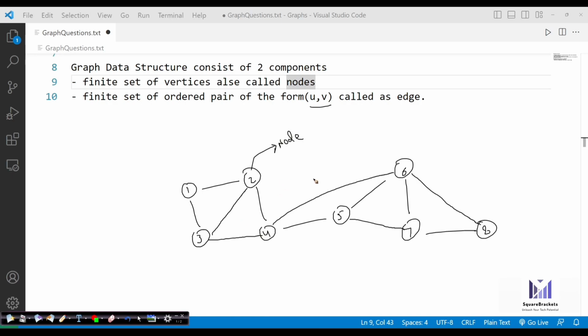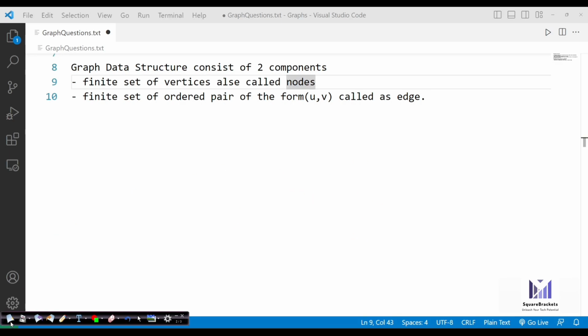The edges may contain weight as well. Weight means it could be a number, just like a distance between two cities. All right, so they could be weighted as well. We'll be discussing all these things one by one. Now we know a graph consists of two major components.